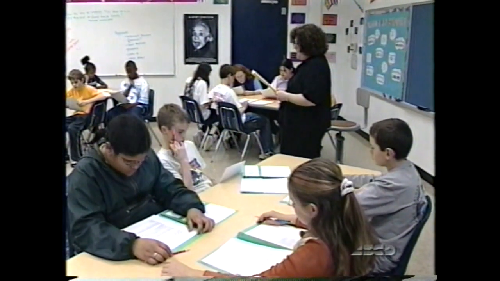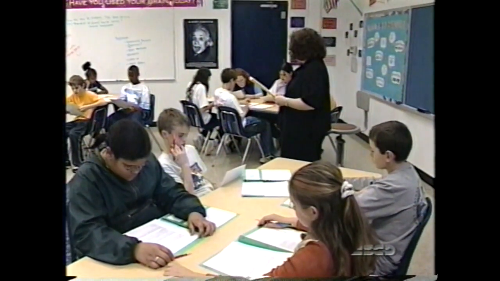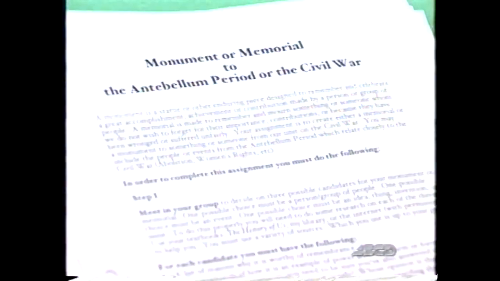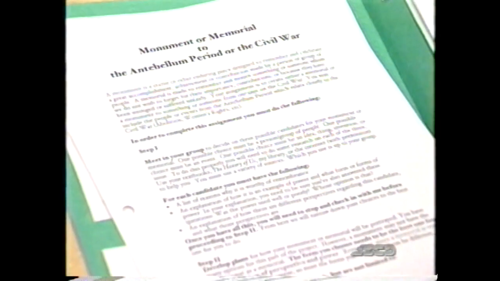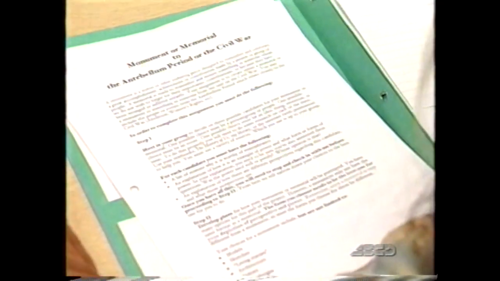Your assignment is to create either a memorial or a monument to something or someone from our unit on the Civil War. You may include the people and events from the antebellum period which relate closely to the Civil War. And that would include things like the abolitionists, the women's rights and suffrage movement.